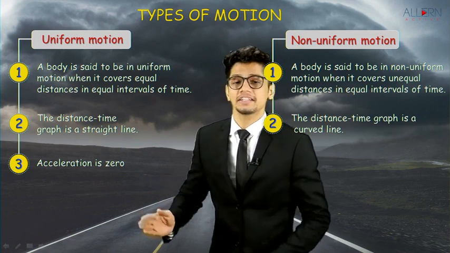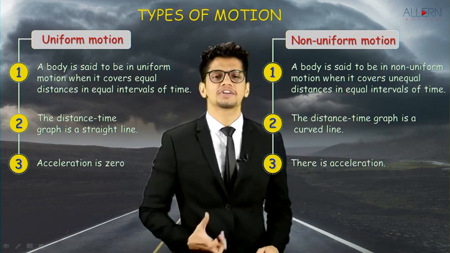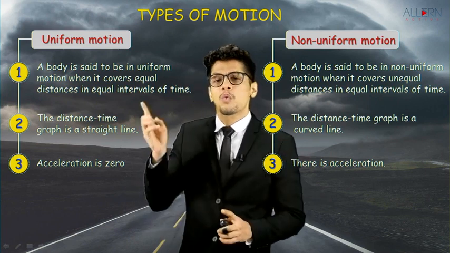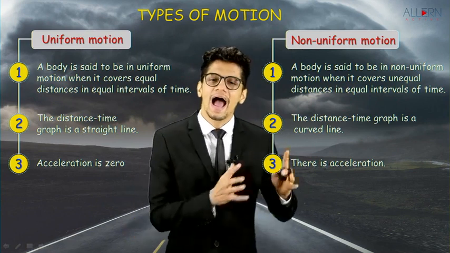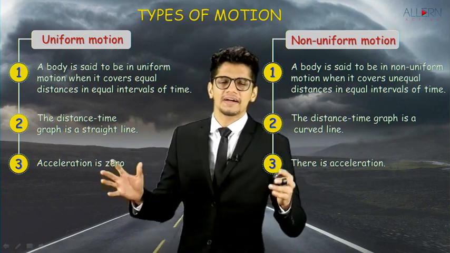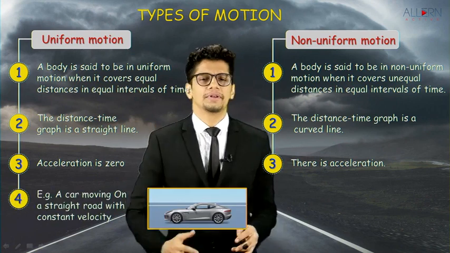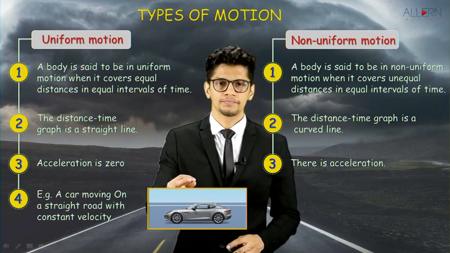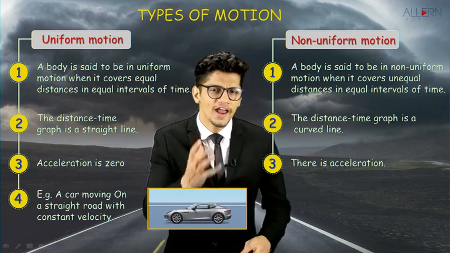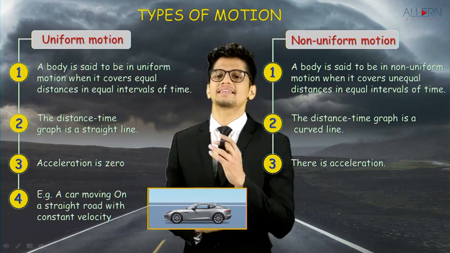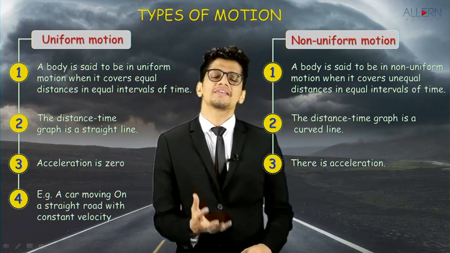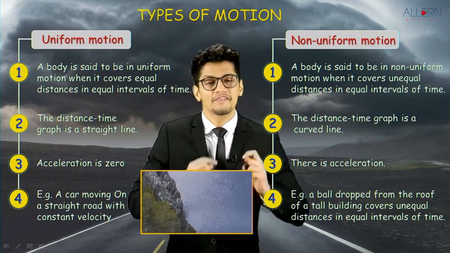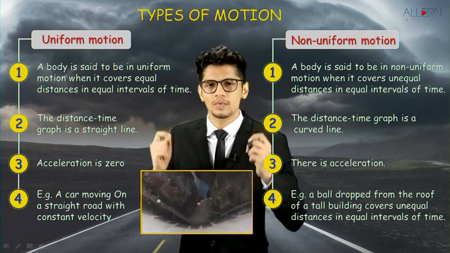The next point says acceleration is 0, and here there is acceleration. When we actually understand the concept of acceleration in a while, we'll understand why in uniform motion the acceleration is 0 and here there is acceleration. And the final point will conclude by writing the example. Here the example is a car moving on a straight road with constant velocity. Now if it is moving with constant velocity, we know that it will cover equal distances in equal intervals of time. And here we have an example of a ball which is actually dropped from the roof of a tall building, and we know it will cover unequal distances in equal intervals of time.